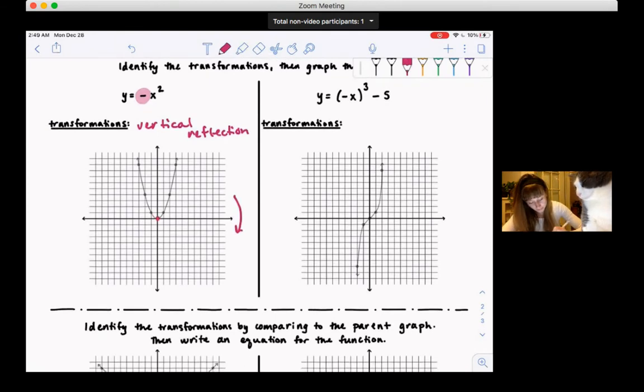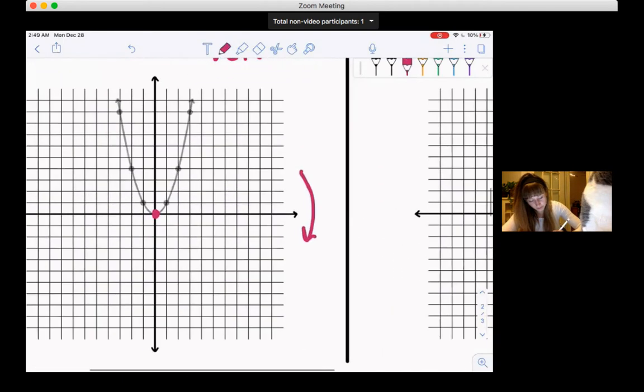So that point stays. This point, I'm going to flip it down to where it would be underneath the x-axis. And the same with this point, I flip it down. This point also gets flipped down, so that was at positive 4, so now it's going to be at negative 4. And this one was also at positive 4, so now it will be at negative 4. And then these points are at positive 9, so they're going to flip down to negative 9. So we're just basically creating a mirror image below.